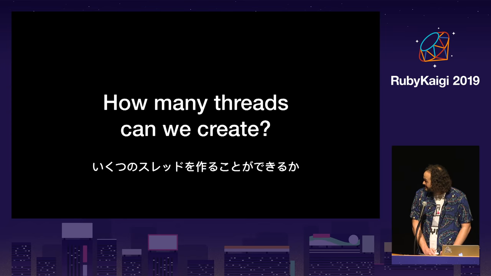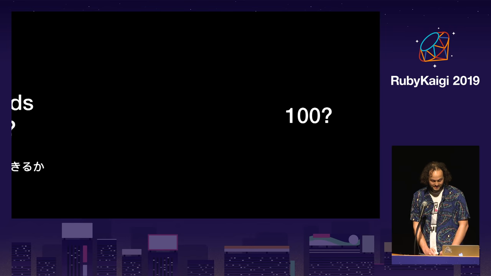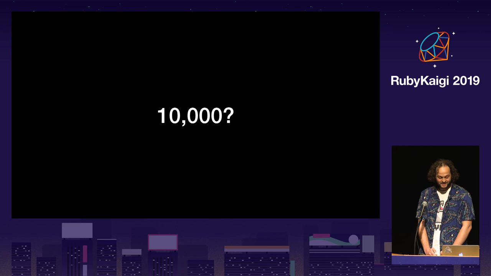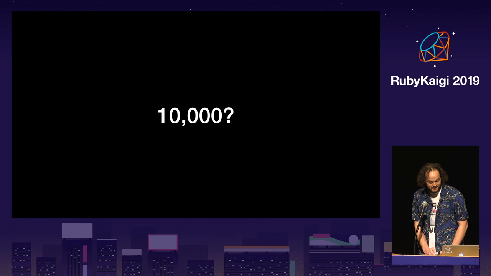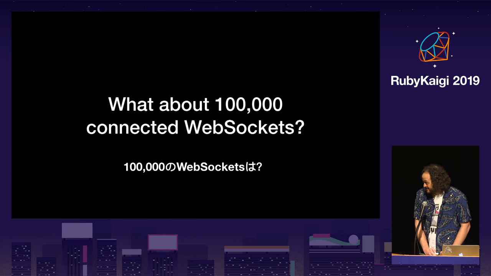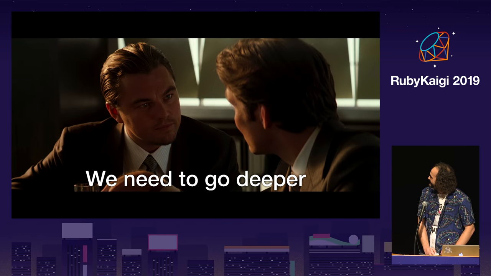What about threads? How many threads can we create? 100? 1,000? 10,000? Can you use processes and threads alone to handle 10,000 requests per second? What about long-running connections? What about 100,000 connected web sockets? Do you spawn 100,000 processes, threads? Does your server have 100 gigabytes of memory? Maybe. It depends if you're on AWS. We need to go deeper.